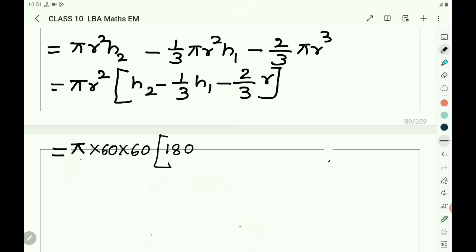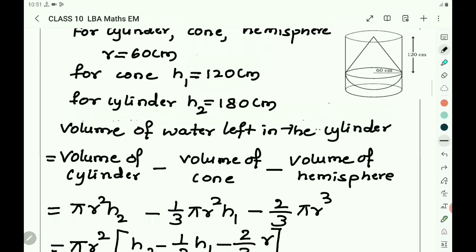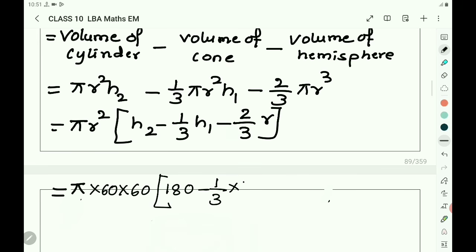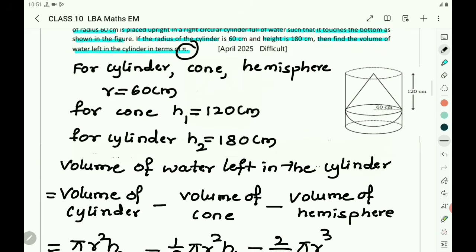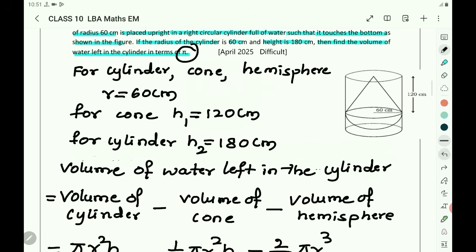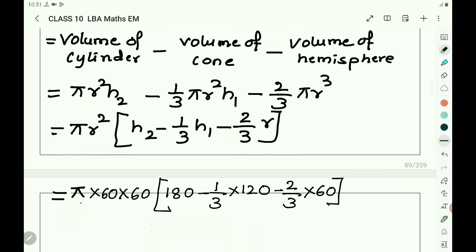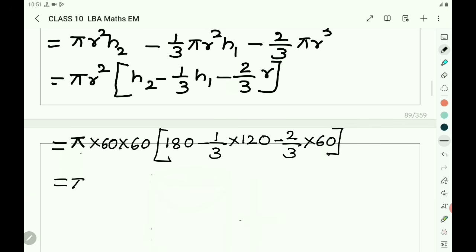Write 180 minus 1 by 3. Write 1 by 3 as it is. H1 is the height of the cone, 120 centimeter, into 120, minus 2 by 3 into R. R is 60 centimeter. Then pi into 60 into 60, or write it as it is.